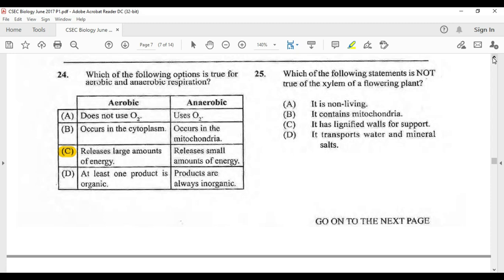Which of the following statements is not true of the xylem of a flowering plant? Not true of a xylem. Now the xylem, we know that the xylem is dead. We know that it is highly lignified. We know that it transports water and mineral salt. We know it does not have a companion cell, and we know that the sieve plates are missing.